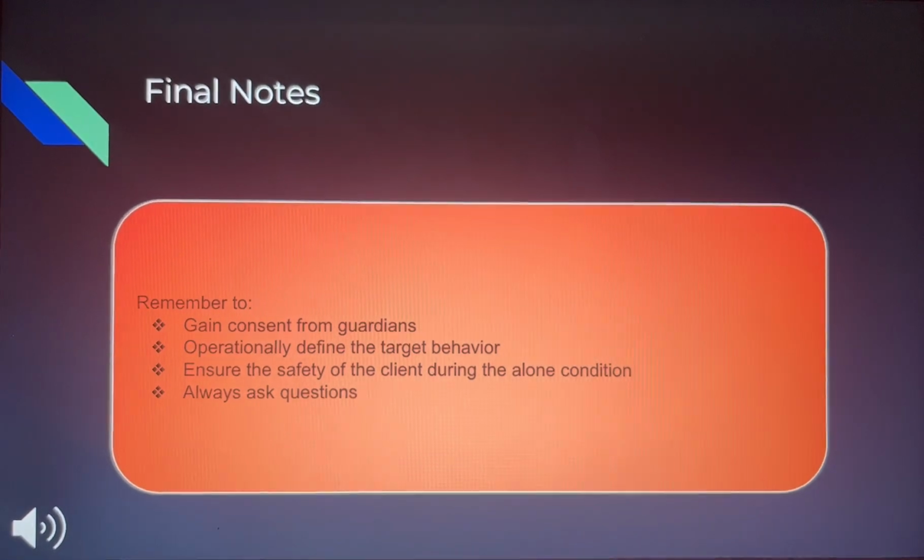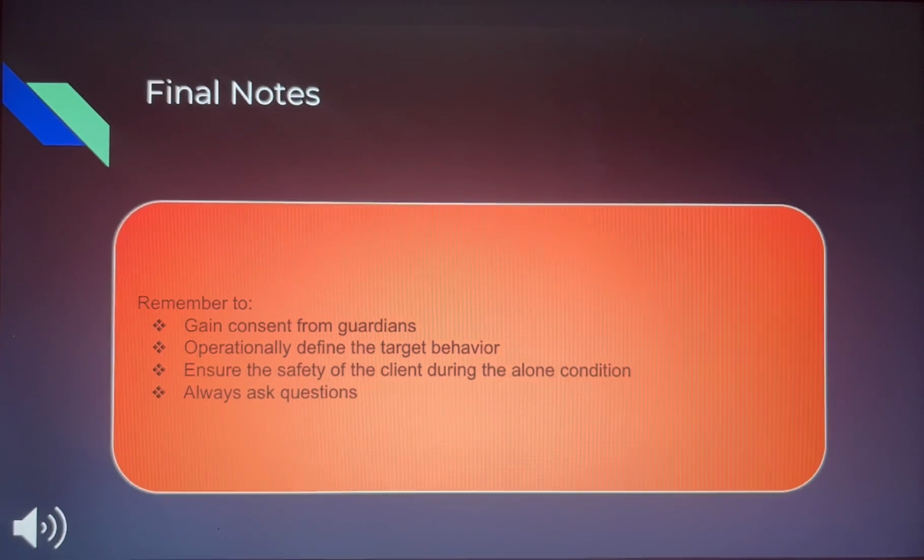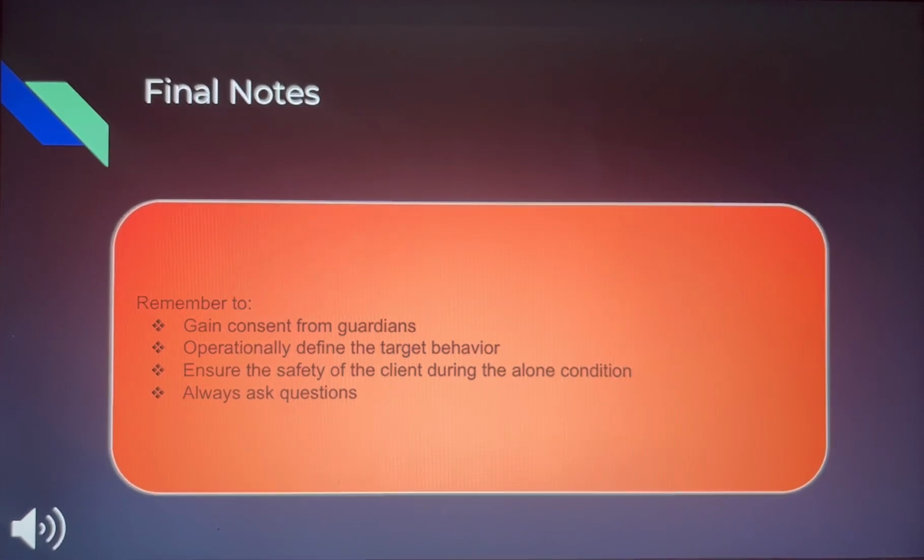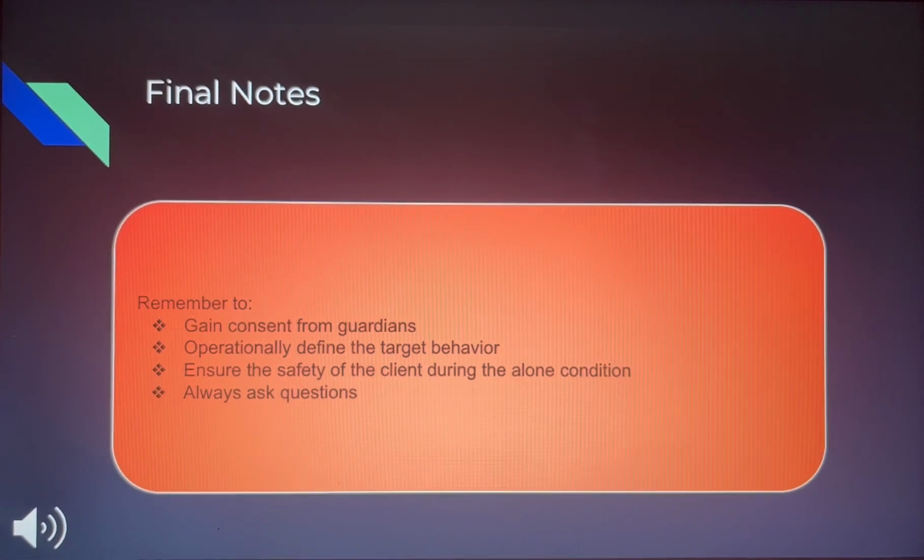Now, some pointers before I wrap up this presentation. I want to remind you that you must gain consent from the guardians before conducting a functional analysis. You need to make sure your target behavior is operationally defined so that anyone reading the definition can know exactly what the target behavior looks like. Make sure you ensure the safety of the client during all conditions, and always ask questions if you have any concerns during the procedure. And that concludes my presentation on functional analysis.